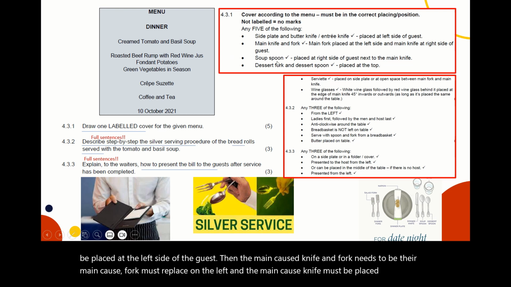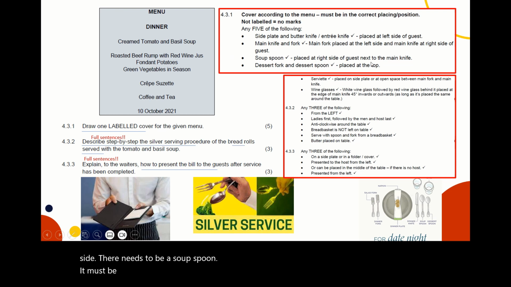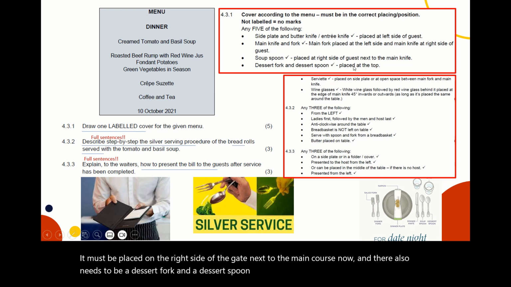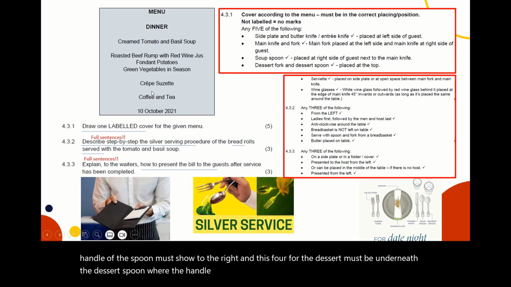There needs to be a soup spoon, and it must be placed on the right side of the guest next to the main course knife. And there also needs to be a dessert fork and a dessert spoon. The spoon must be placed on the top, and the handle of the spoon must show to the right, and this fork for the dessert must be underneath the dessert spoon with a handle towards the left.